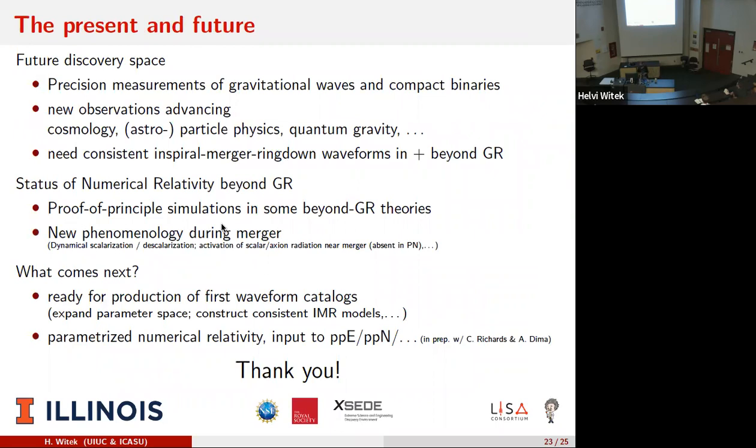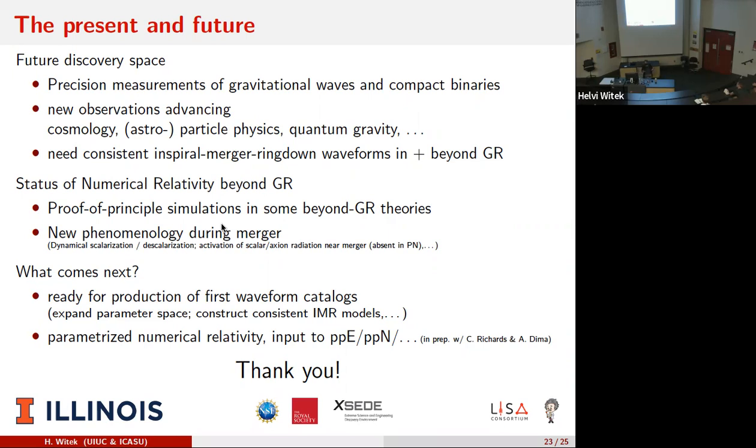So let me instead just summarize that I could hopefully convince you that there's a really exciting future ahead of us in terms of gravitational wave measurements, precision gravitational wave measurements, and the physics that we can do with it. So we have a really new discovery space now to learn about cosmology, particle or astroparticle physics. What I didn't show you is going towards quantum gravity, going towards nuclear theory. And in order to do that, we need accurate models of the inspiral, merger and ringdown of the expected gravitational wave signal, both in general relativity and if we want to test that, in extensions of general relativity.